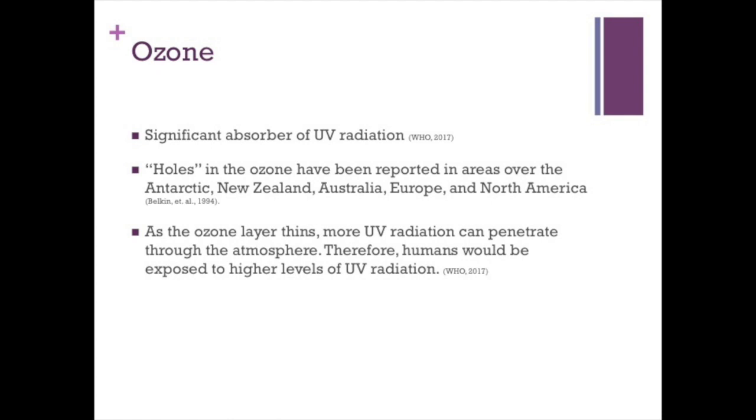Therefore, as the ozone layer thins more, UV radiation can penetrate through the atmosphere, exposing humans to higher levels of UV radiation, especially UVB and UVC, which do not usually penetrate through the atmosphere. These holes have been found in Antarctica, New Zealand, Australia, Europe, and North America.